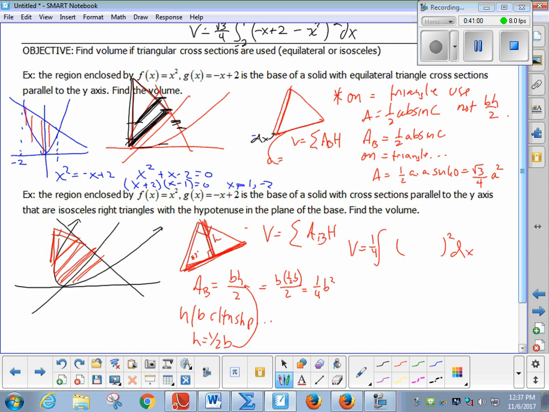G of x minus f of x. I guess I could have said that in the last one. G of x minus f of x, the line minus the parabola. In x terms or y terms? X terms. Okay. Quantity squared, still from negative 2. Okay. Cool. Yeah. All right, let's go.